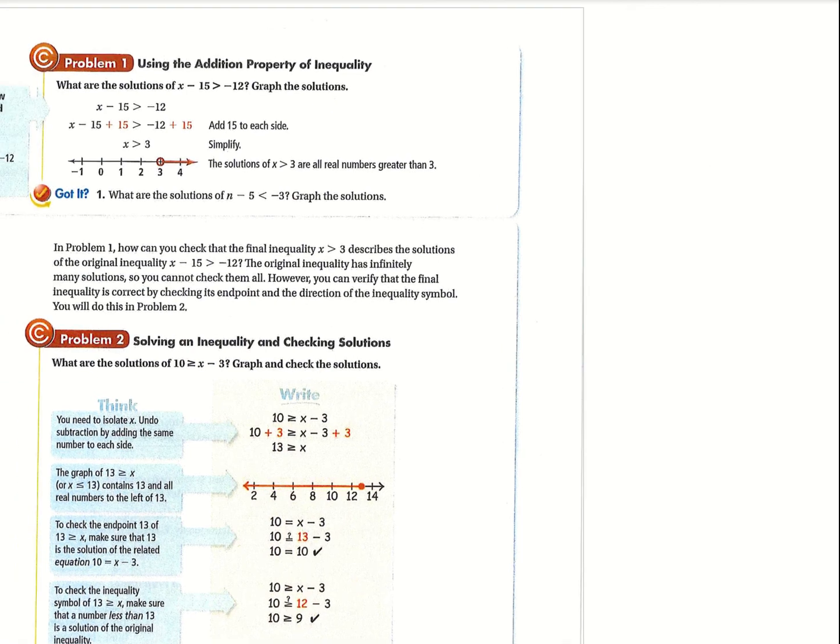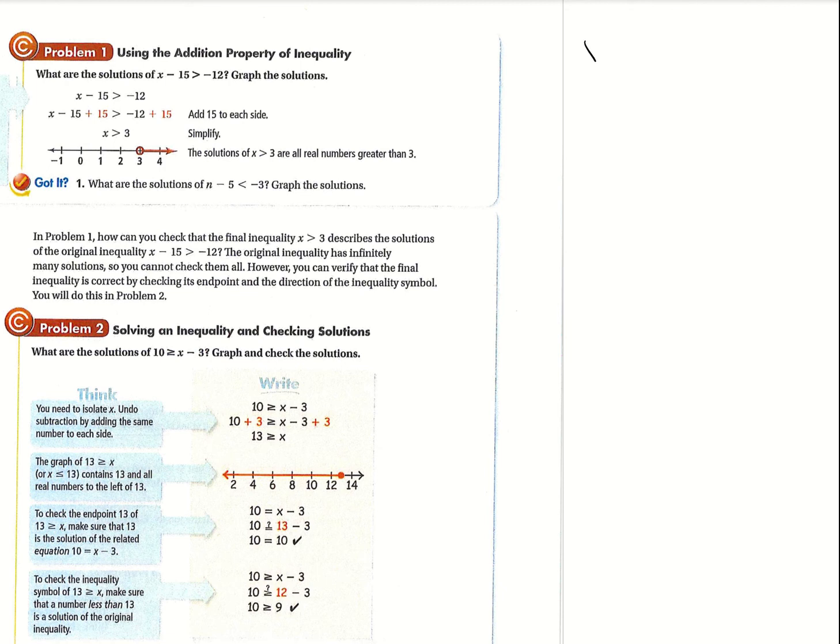If we look at problem 1, we start out with x minus 15 is greater than negative 12. From here, like I said, all we do is solve like normal. We add 15 to both sides, and then we're left with x is greater than 3. If you want to do the graph, it's right here. You're going to need to be able to do that graph. I'm not going to graph it right now, just because I think we grasped that yesterday.